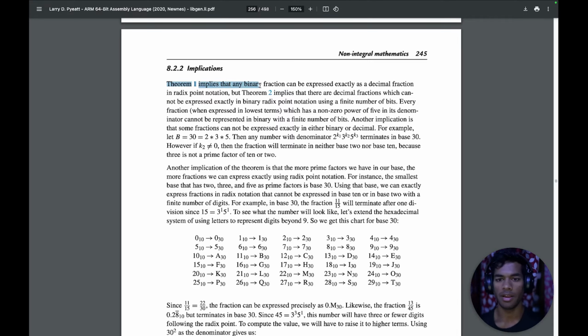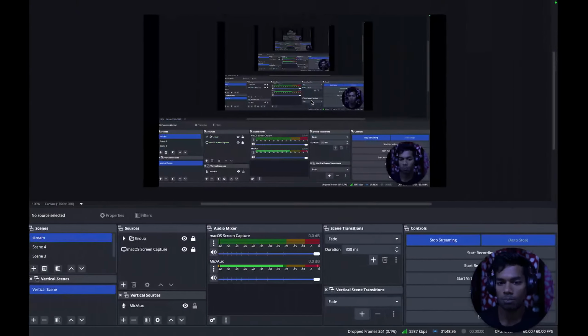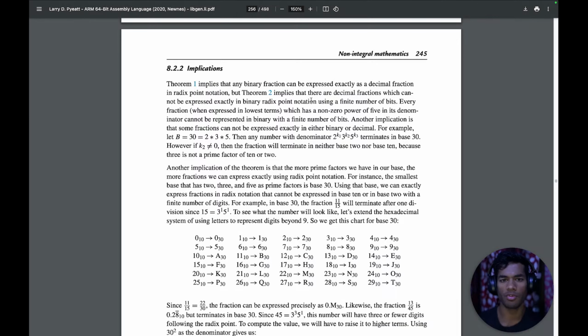Theorem 1 implies that any binary fraction can be expressed exactly as a decimal fraction. Yes, as a decimal fraction in radix point notation, but Theorem 2 implies that there are decimal fractions which cannot be expressed exactly in binary radix point notation using a finite number of bits.